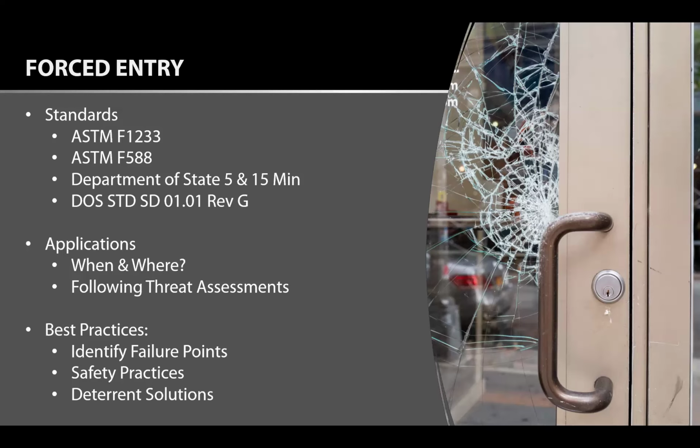Then you go to Department of State 5 and 15-minute ratings, and what they do is they give essentially 6 very large individuals, different heights, different builds, different ethnicities. They give them hammers, axes, crowbars, they shoot it a couple of times. They're essentially trying to break through to the other side of these actual buildings. So imagine trying to break through in 15 minutes versus 1 minute, but it all comes down to when or where these buildings may be incurring these different types of threats.